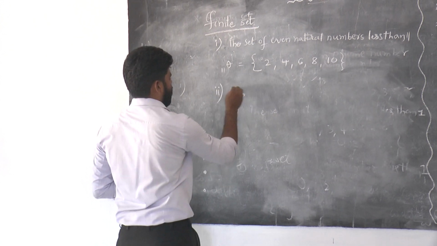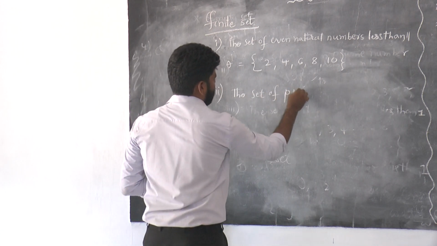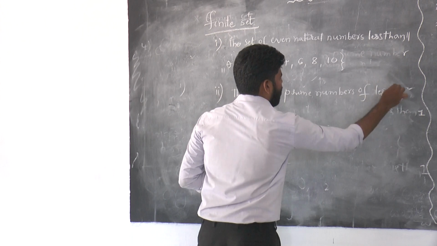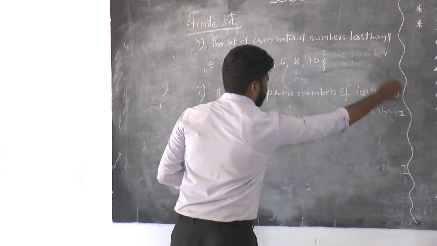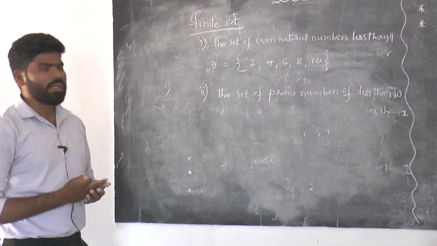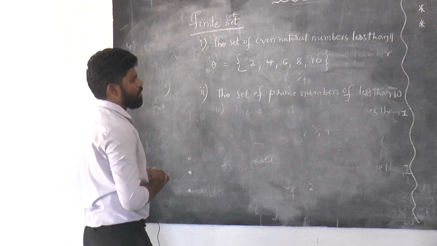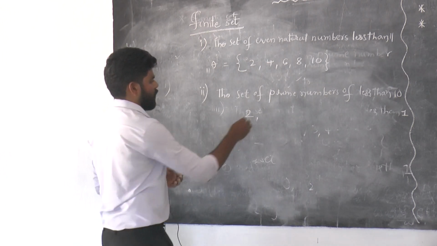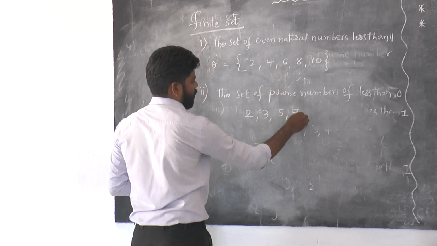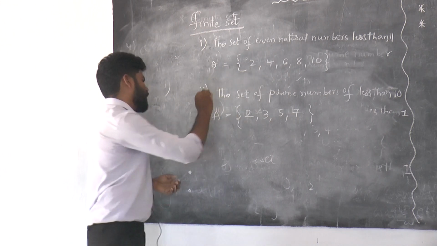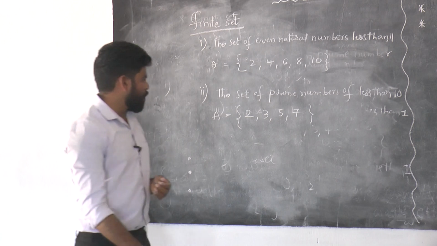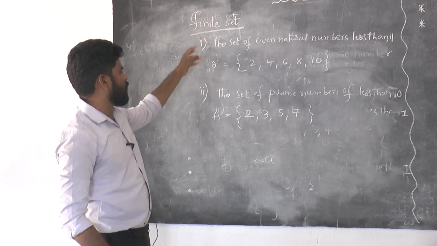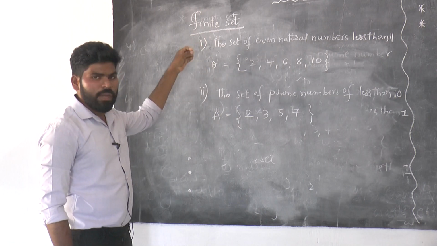Let's take one more example. The set of prime numbers less than 10. Already we know what prime numbers are. Previously we learned that prime numbers start with 2, 3 up to infinity. So the first prime number is 2, then 3, 5 and 7. So the set A is equal to 2 comma 3 comma 5 comma and 7. Here 4 elements are there. Easily we are counting the elements in the given set. These belong to finite sets.